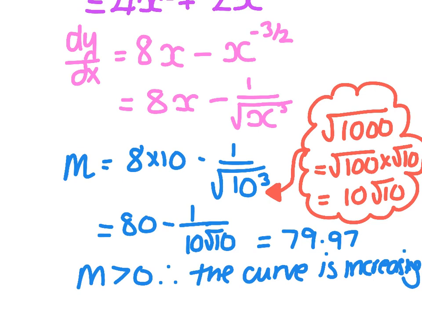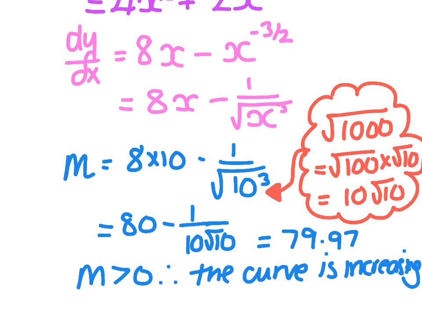So we differentiated, we substituted in the x coordinate to our derivative, making sure that once we differentiated we tidied it up so it was easier to substitute in. The value that we got out for our gradient, we compared it to 0, and because it was bigger than 0 we knew the curve was increasing.